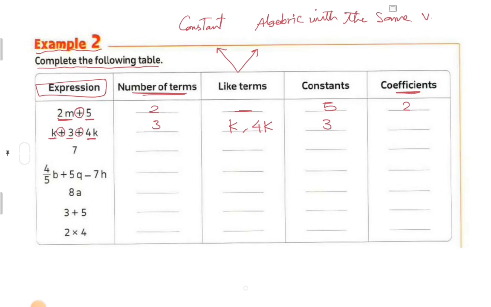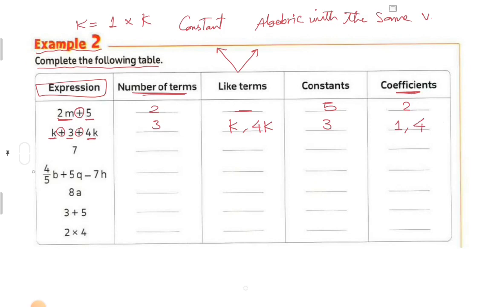Okay. Where is the coefficient? The coefficient is the number multiplied by a variable. Here we have a number multiplied by a variable. Yeah, k equals 1 times k, so any variable has a coefficient. So the coefficient of k is 1, and the coefficient of k here is 4.